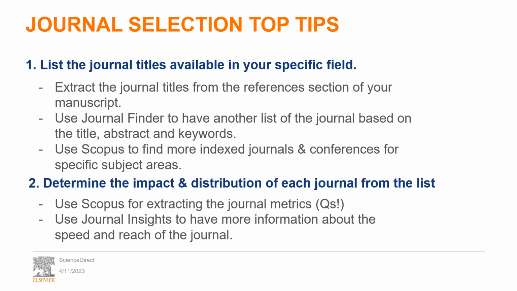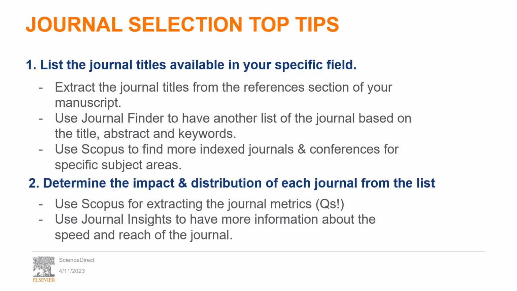Again, the third step is to use Scopus to find more indexed journals based on the specific field, or if I would like to submit my manuscript to a conference rather than a journal. So I have the opportunity to know more about the different conferences that are indexed in Scopus and related to the same field of my interest. So we have here 3 main steps to have my list of the journals, and that's step number 1.